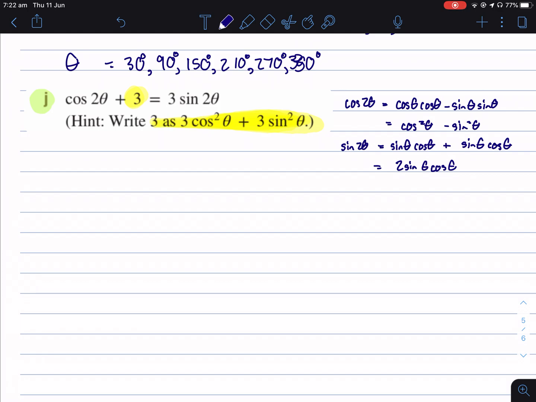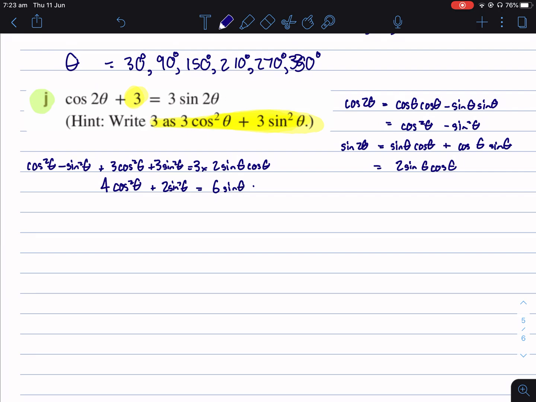Okay, so I've got cos squared theta minus sine squared theta plus 3 cos squared theta plus 3 sine squared theta equals 3 times, now sine 2 theta is 2 sine theta cos theta. No, that's going to really annoy me if I leave these the wrong way around. I know it literally doesn't matter. Okay. So we have 4 cos squared theta plus 2 sine squared theta equals 6 sine theta cos theta.